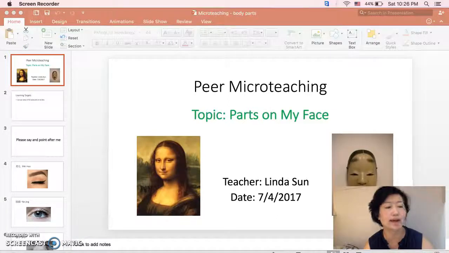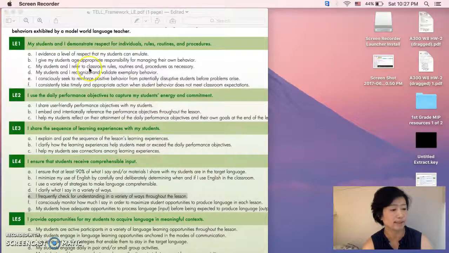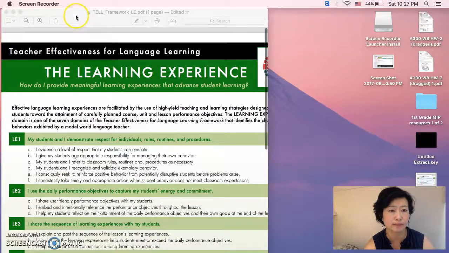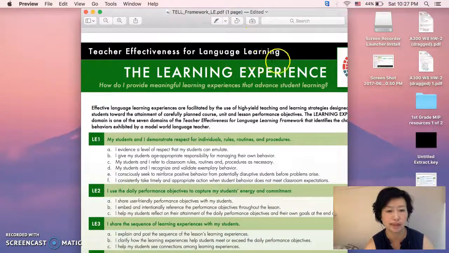This is my Think Aloud reflection for my synchronous online micro-teaching with peers using Adobe Connect. The proficiency level of the lesson is intended for first grade, novice low. The lesson is based on the framework of teacher effectiveness for language learning in the domain of the learning experience.